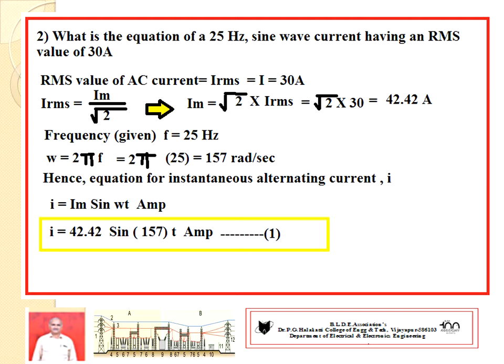Now, frequency f equal to 25 Hz is given. Then it is possible to determine omega equal to 2 pi f. So it becomes 157 radians per second. Hence, the equation for instantaneous alternating current is small i. The general expression, i equal to Im sin omega t, you write first. After that you substitute Im equal to 42.42, so i equal to 42.42 sin 157t. Yes, the problem is over.